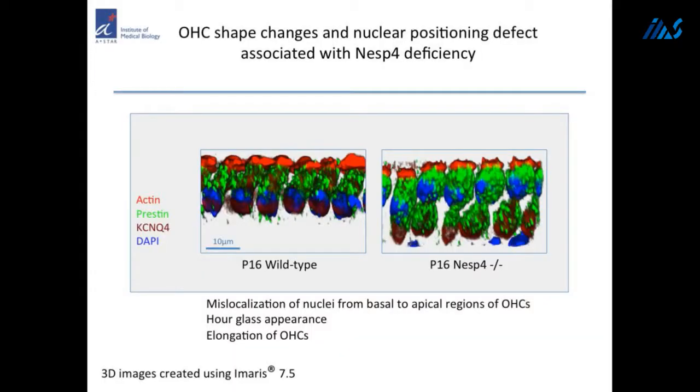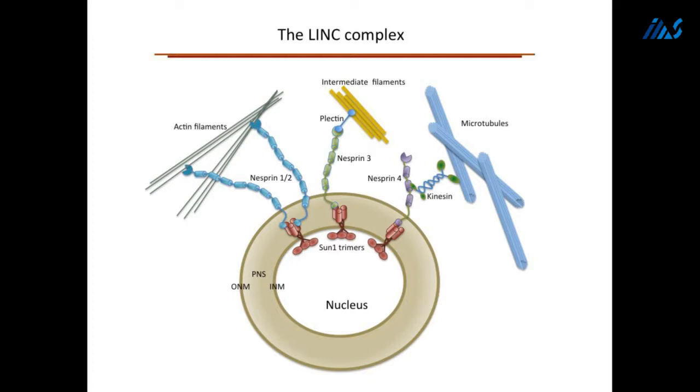Okay. And this is just to make the point yet again, it's a segment of a single row of hair cells, and again in the wild type hair cells you can see the nucleus down at the base. In the mutants, it's migrated or floated up near the apex, and many of these cells develop a bizarre hourglass shape.